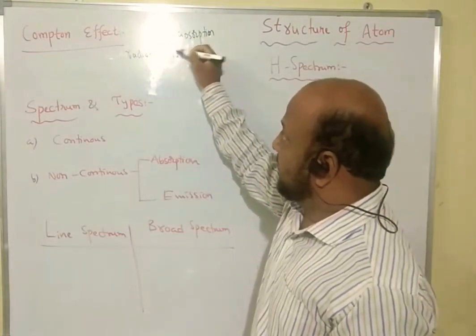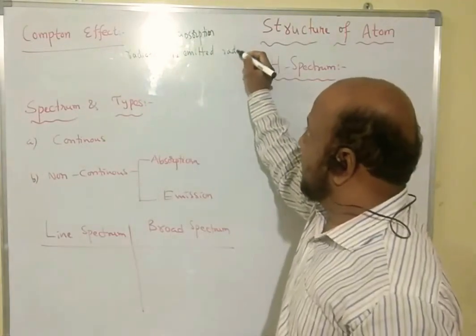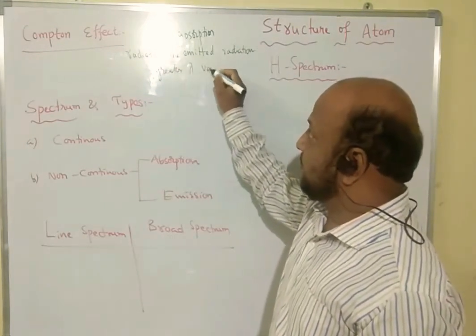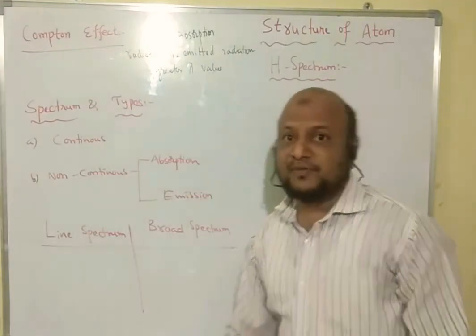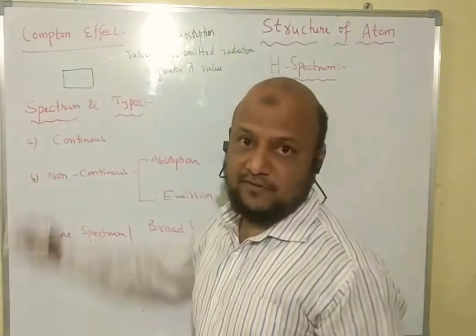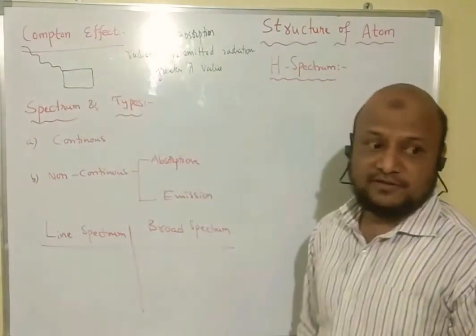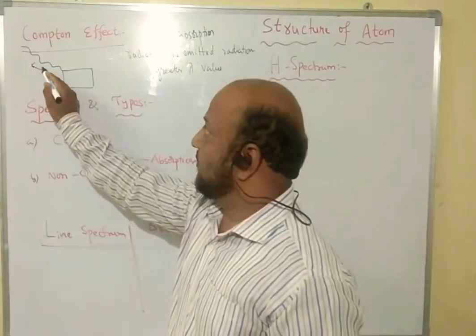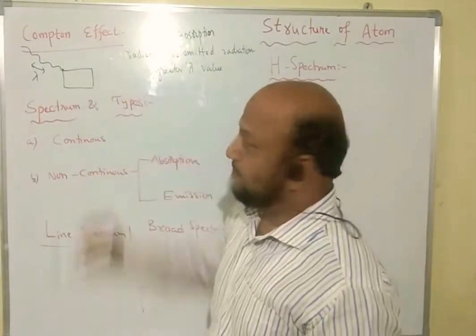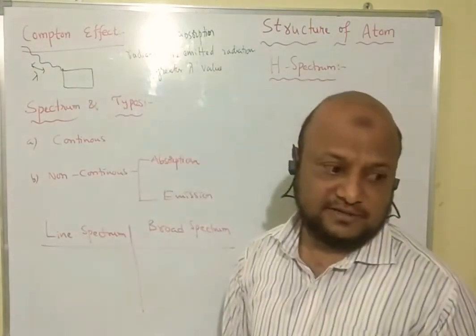the emitted radiation has a greater lambda value than the original. That is, if you take a compound substance and irradiate it with light which has a value of lambda, upon absorption the rays are scattered on the substance. What happens?